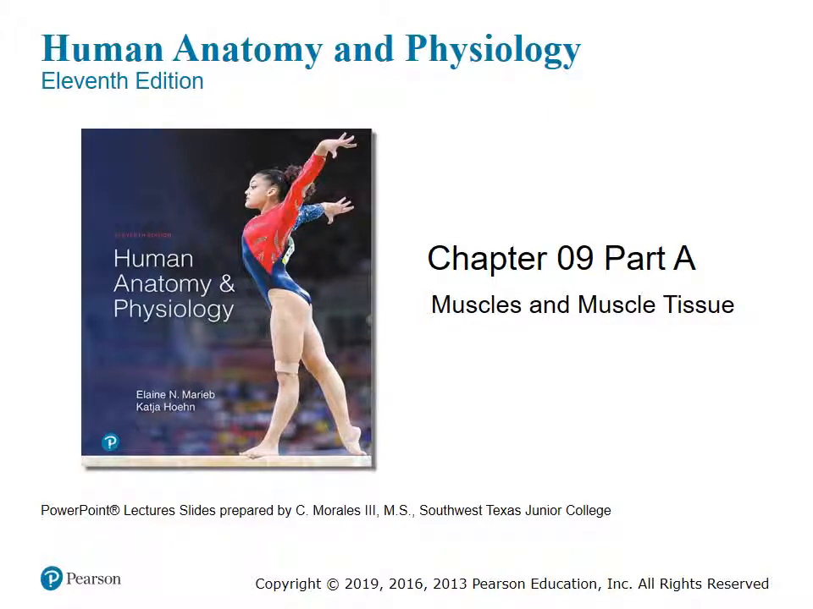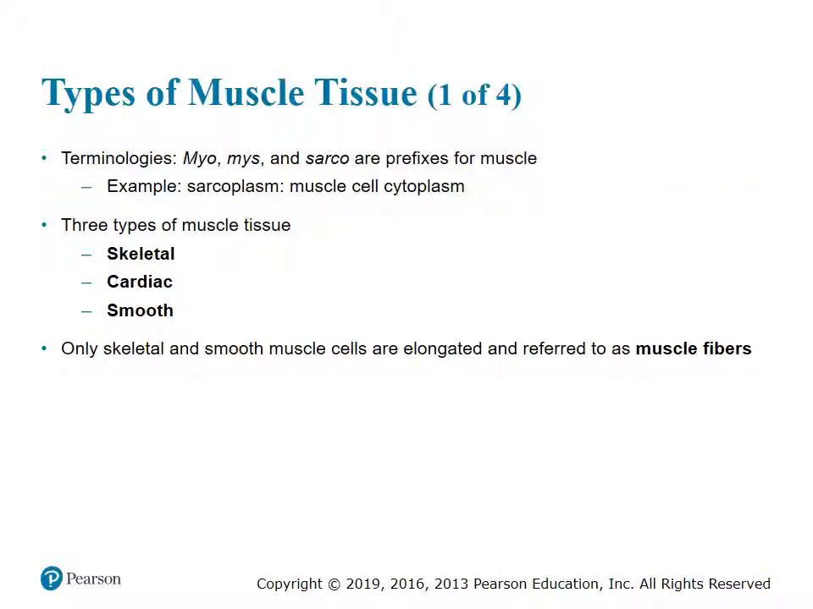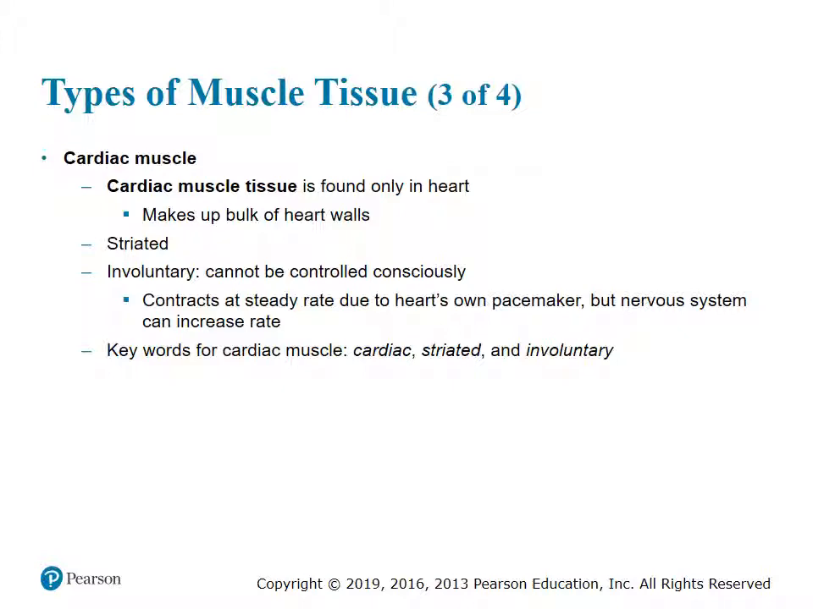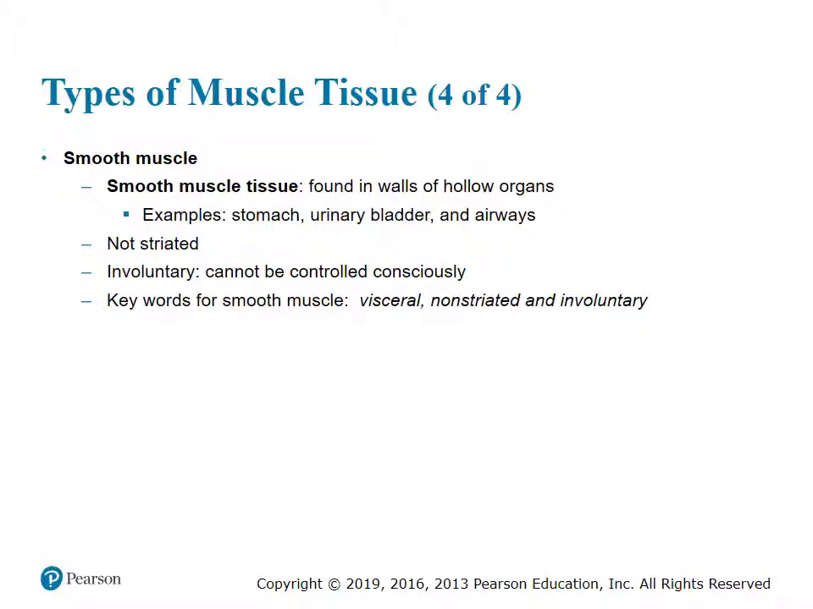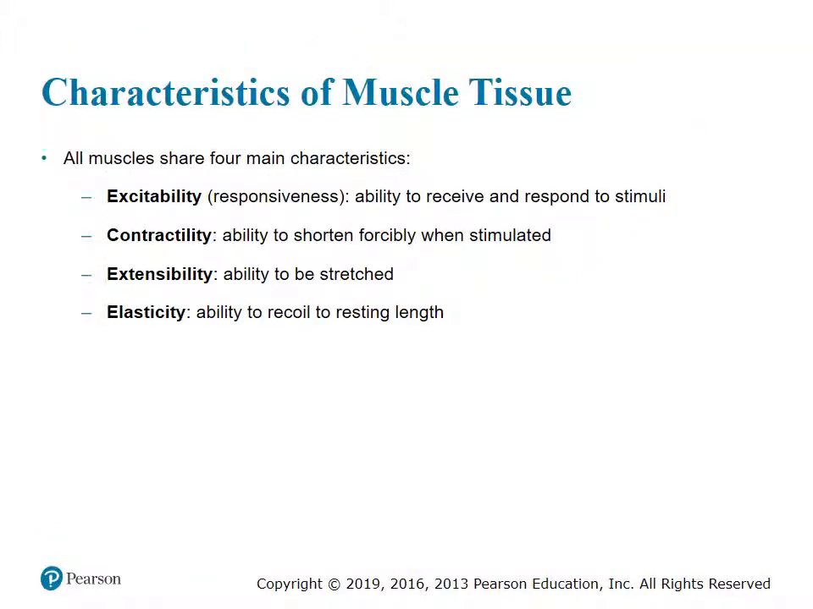Okay, so again, just to look at what we're discussing here, we're going to look at the tissue type, right? And the characteristics of muscle tissue, and then the function of muscle, right? And yesterday, what we discussed is the types of muscle: skeletal versus cardiac versus smooth, right? So we saw that table there. Characteristics of muscles, which we covered as well.